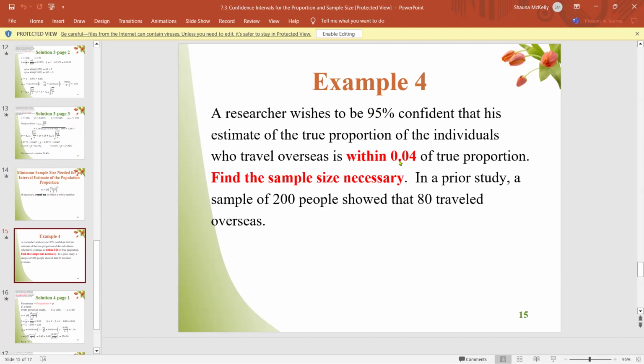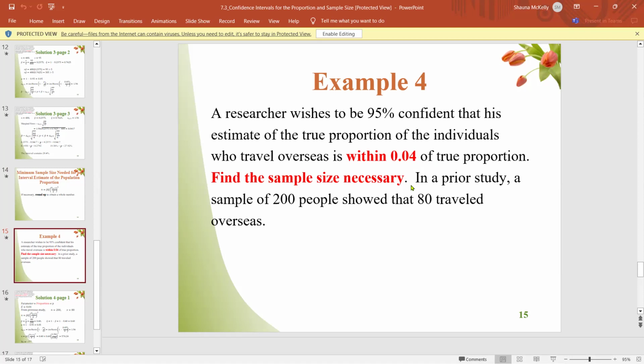So what's happening is this researcher wants to know how many people travel overseas. And he wants to be 95% confident that the proportion of people that he gets, whatever he gets for that true value, he wants to be 95% confident about it. And he wants his error to be within 0.04 of the true proportion, or 4%. Now, how large of a sample does he need to take? That's what we want to know.